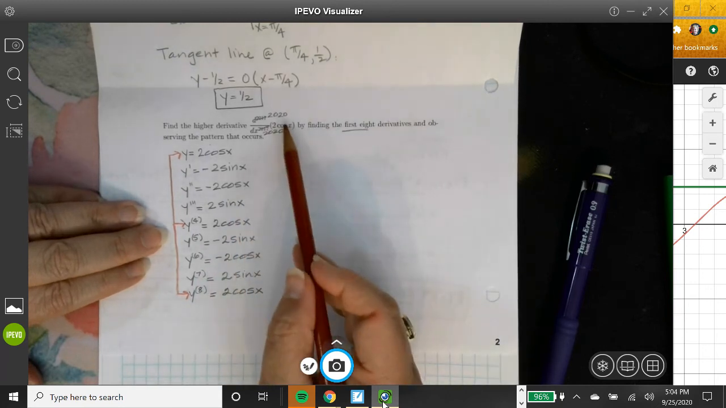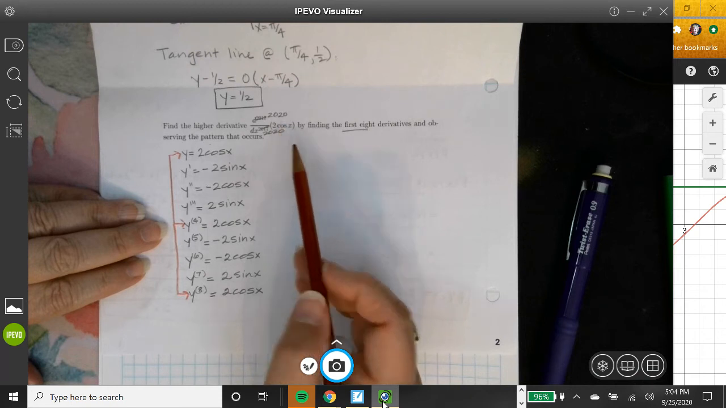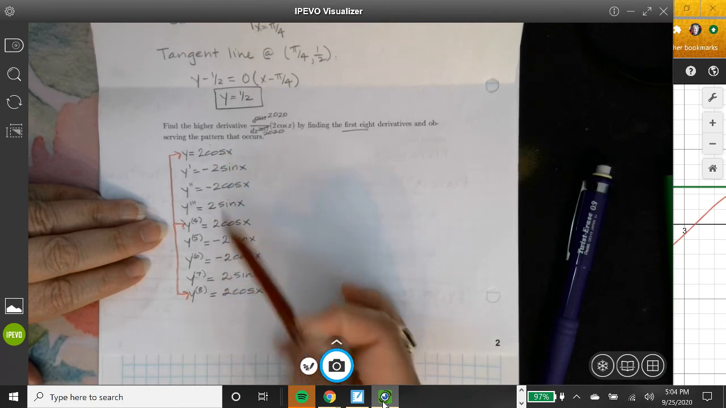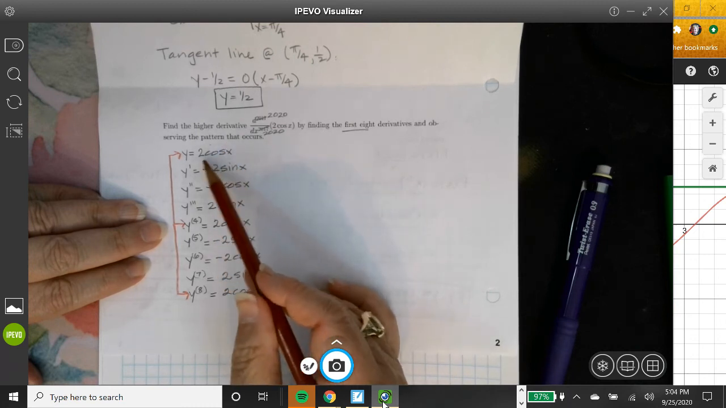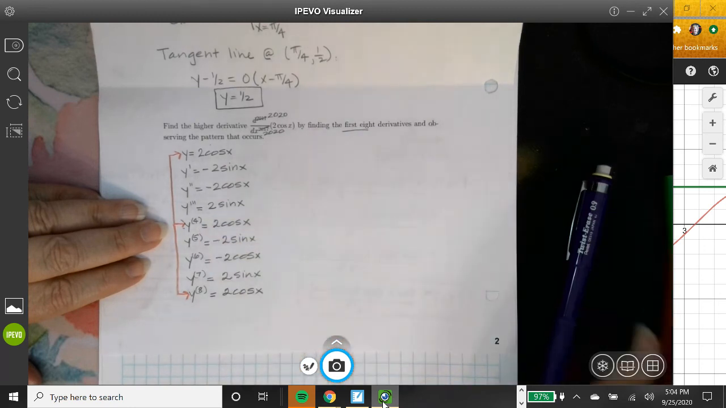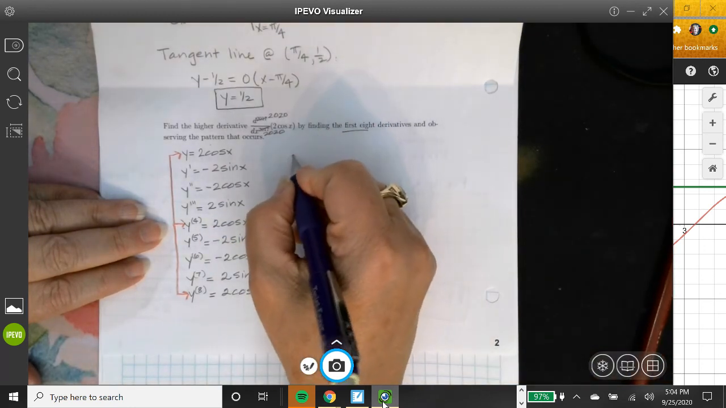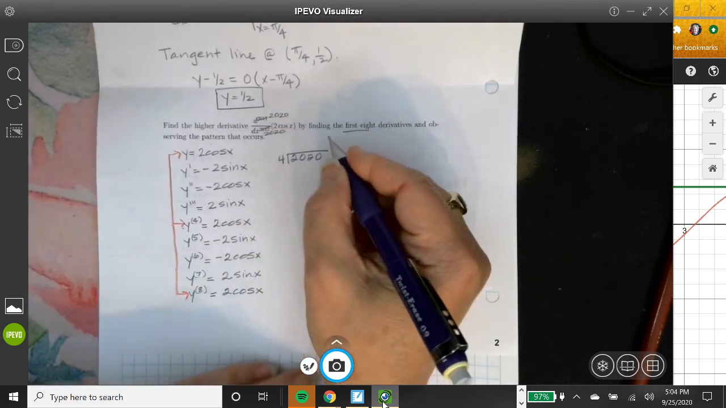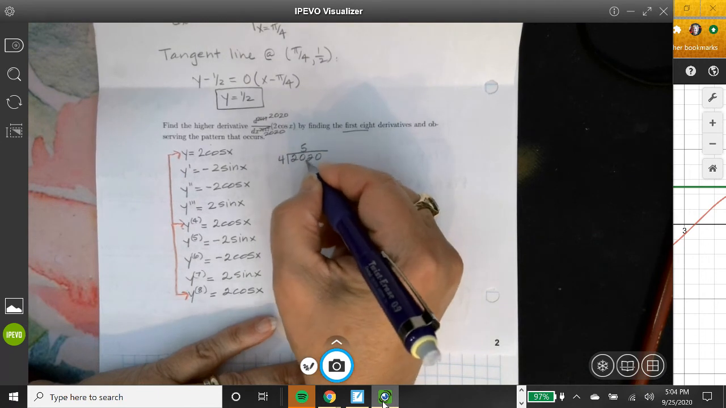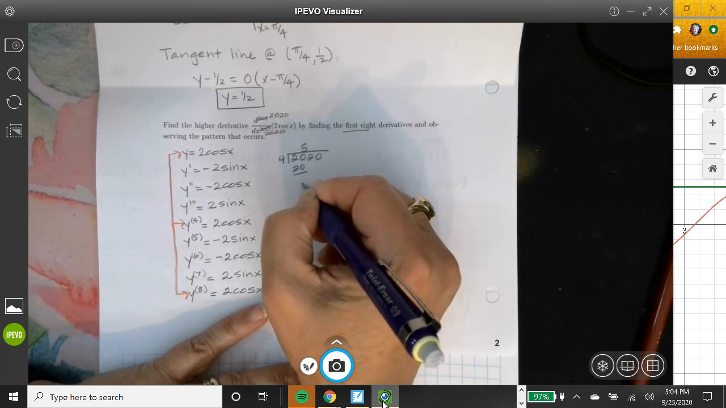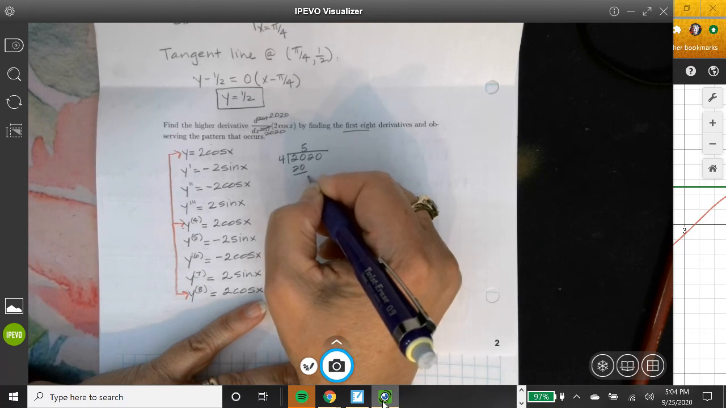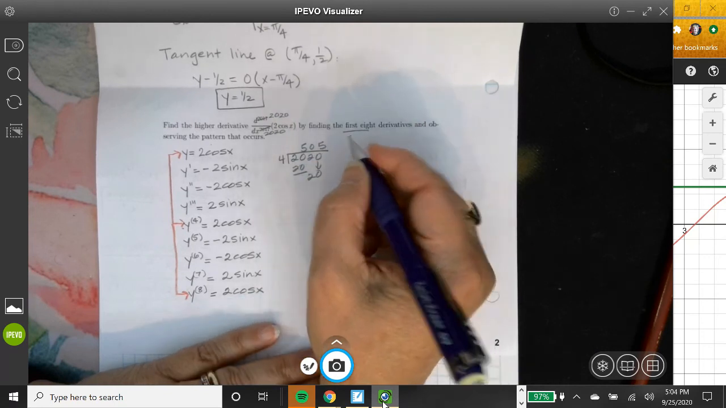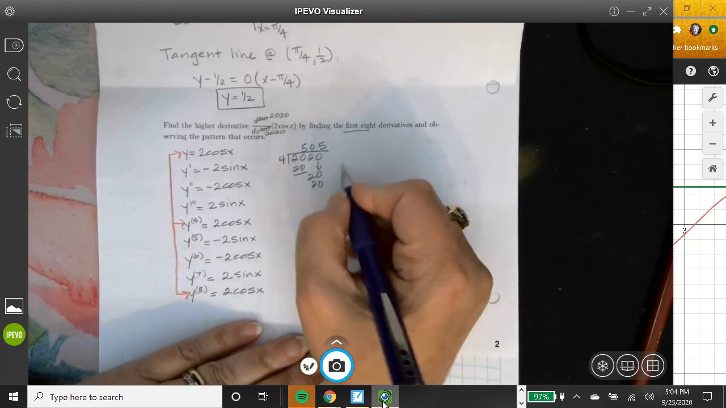So if I need the 2020th derivative, I need to figure out where I fall in this chain. Well, it looks like I need to divide it by 4. So what is 2020 divided by 4? Well, that's just 5, and that's 20, and then I carry down that, and that's 0, right? And then 2, and then a 0, and I bring down the 20 here. And it's 505 with no remainder.